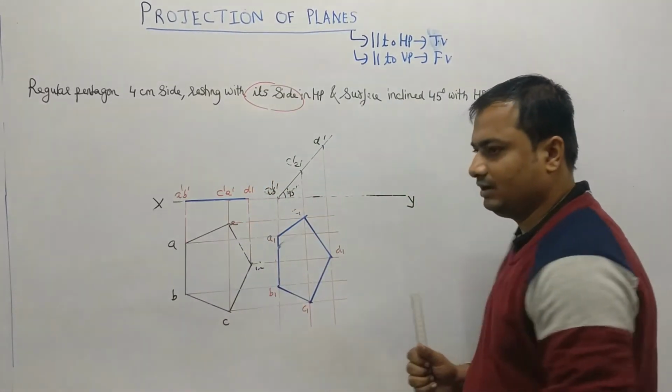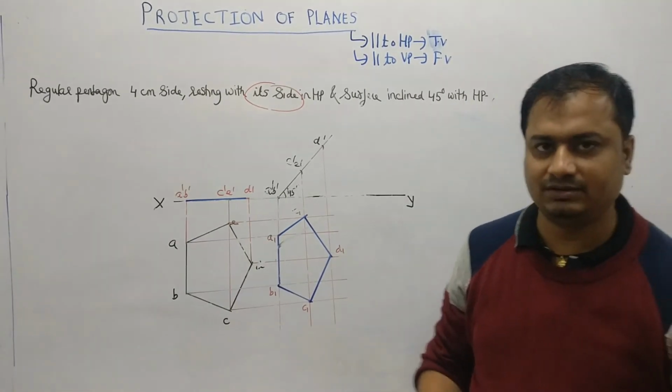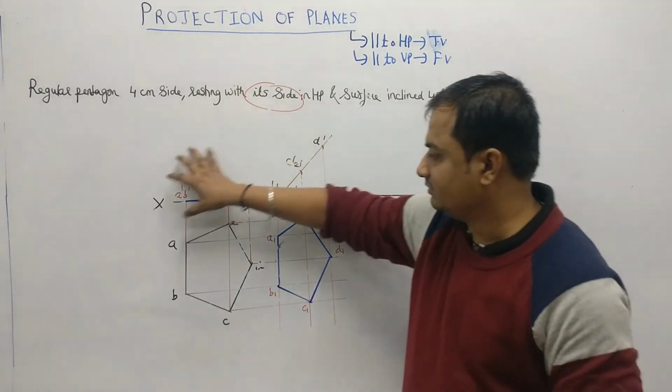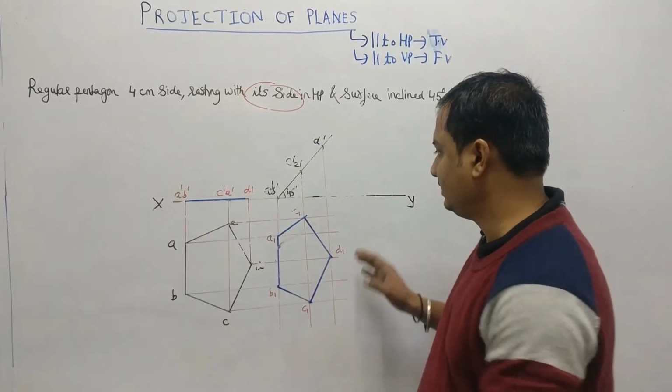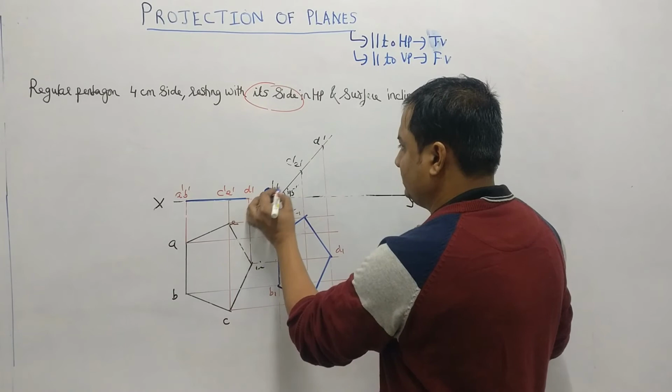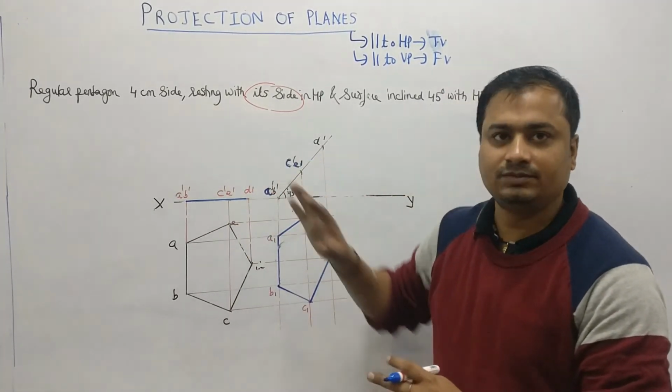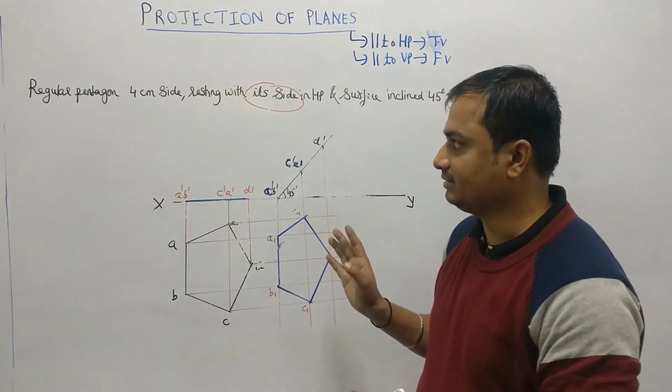So this is a small pentagon. This will not be the true shape, this will be an apparent shape. So this is the final top view, this is the final front view, and this was the first stage. So first stage, second stage, and this is the complete problem. This is the complete problem which we have solved. So this is the solution of this problem, regular pentagon of 4 cm side.